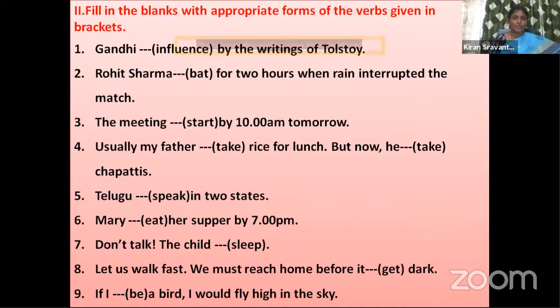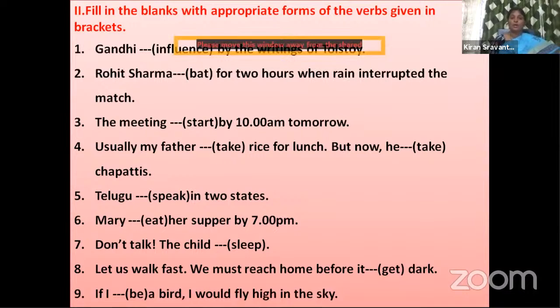And coming to the sixth sentence, Mary, so her in bracket, ate her supper by 7 p.m. That is the future action. So very near future. Mary will eat her supper by 7 p.m. Then again, don't disturb, don't talk. Those expressions also we come across in present continuous tense. So don't talk. What's happening? The child is sleeping. Then again, the child means subject singular. So with subject singular, we use the be form is. Then again, we add ing to the verb that is given in bracket. Don't talk. The child is sleeping.